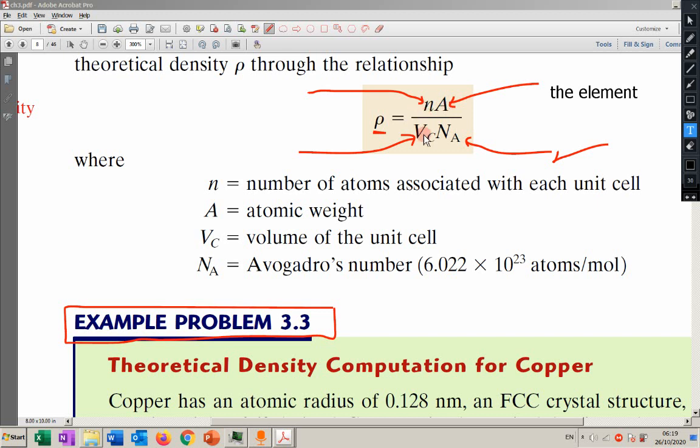So for N and Vc, what do we need? We need the crystal structure here. Why? n is the number of atoms, and Vc stands for unit cell volume. In previous videos or sessions, we calculated volume of unit cell based on the crystal structure. Remember, if it's cubic, you'll say a cube. But a has a relation with R, the radius of the atom, and that one depends on the crystal structure. So in order to have n and Vc, we need the crystal structure.